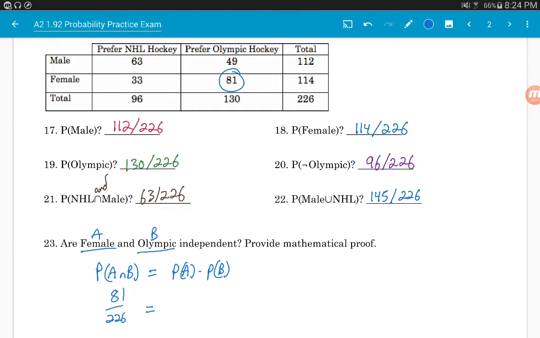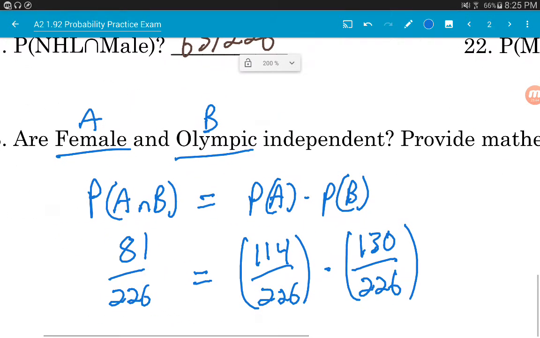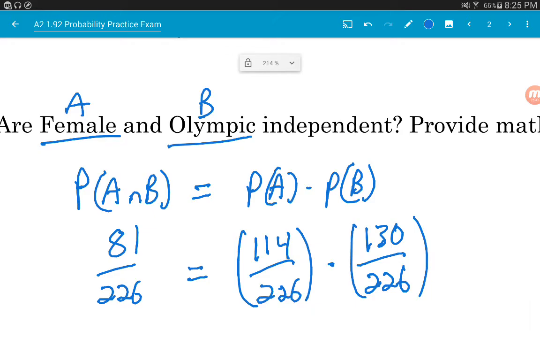And let's see if that's equal to the probability of A, which is the probability of being female. So it's 114 out of 226, times the probability of B, which is the probability of preferring Olympic hockey. So that is 130 out of 226. Now, suffice to say, I could just do this on my calculator and see if these are indeed equal. So let me just zoom in a little bit so I can see these in the little window, and I'll show you that they are not actually equal.